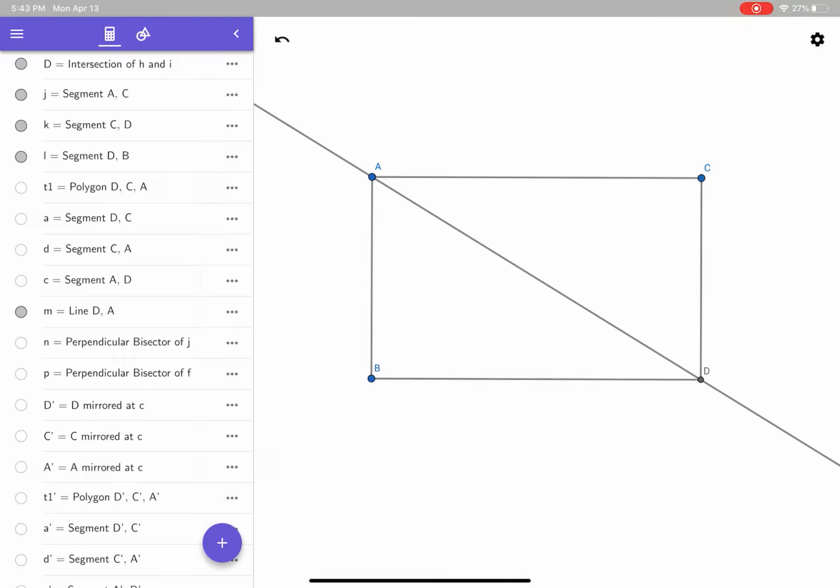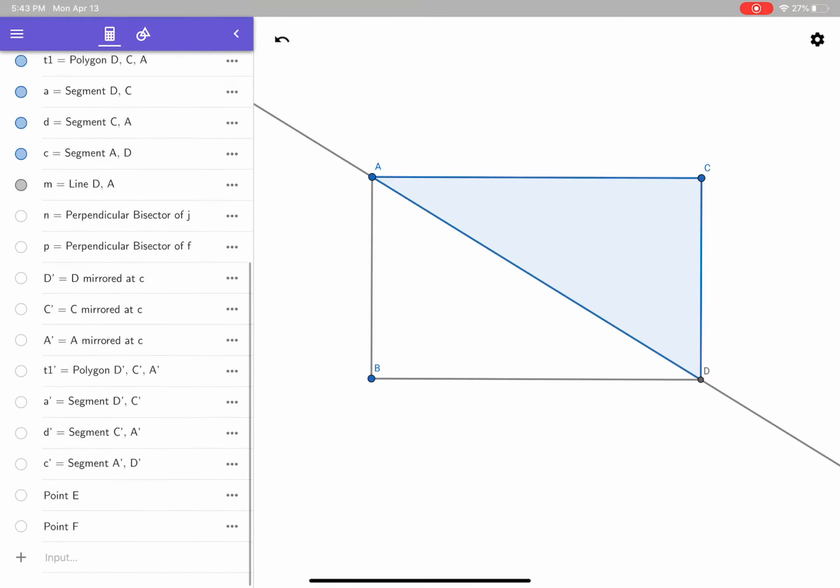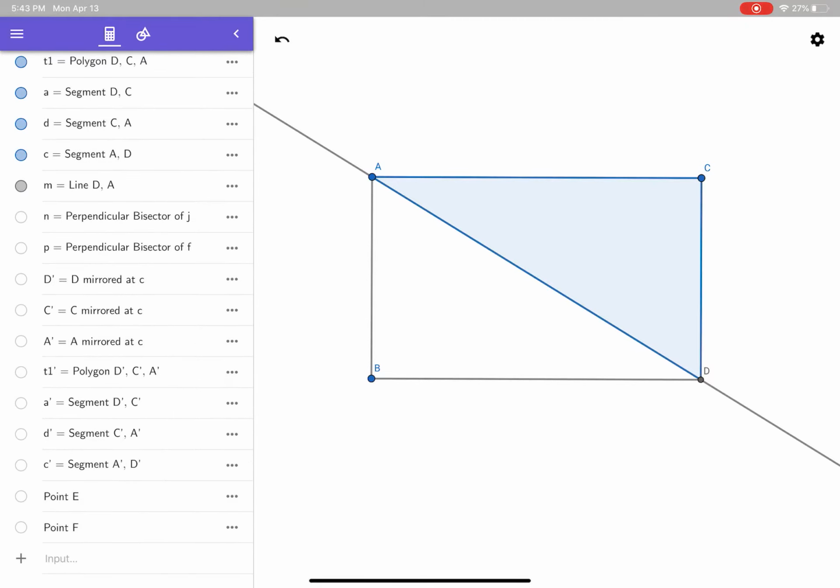But this line is not considered a line of symmetry of the rectangle because although the 2 triangles are congruent, if I were to reflect triangle ACD, the blue triangle, over this diagonal line that I have intersecting the rectangle, it will not match up perfectly with ABD. So let me go ahead and reflect it to show you. Notice how it doesn't lay perfectly on triangle ABD. So this diagonal line is not a line of symmetry.